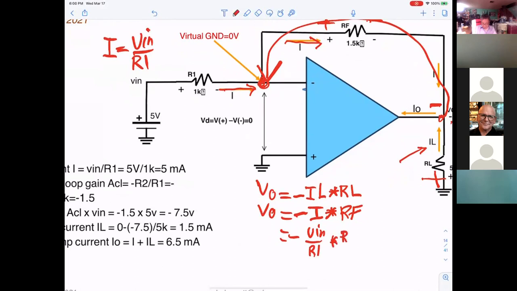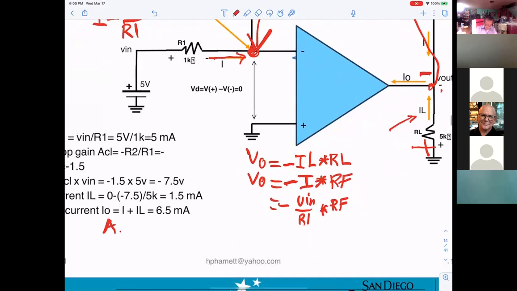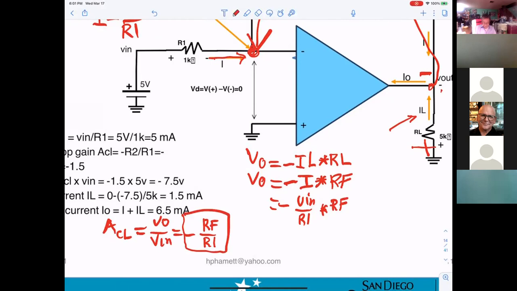And now, if you want to get the gain, I can say A CL, that means the closed loop gain. So you have to take V out divided by V in. Then you get minus IF divided by R1. So this is the gain of the op-amp. If you get the input, that's why you're able to calculate anything you want in here.